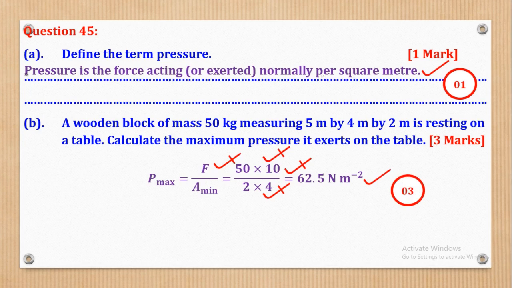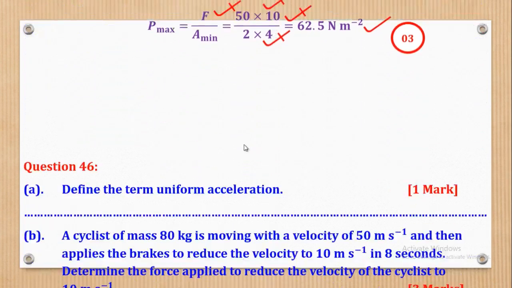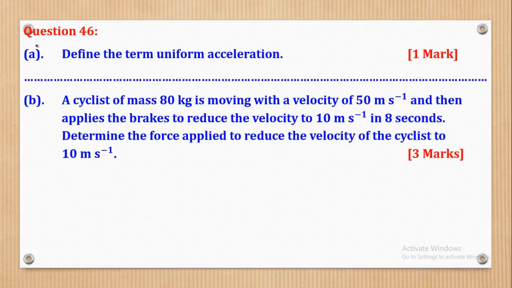So 1 mark for the definition of pressure, half a mark for the formula of pressure, half a mark for you to get this weight, half a mark for you to get the smallest area, and half a mark for dividing the two, and full mark for getting the output with the correct unit. So that was question 45. Now we shall go to question 46.